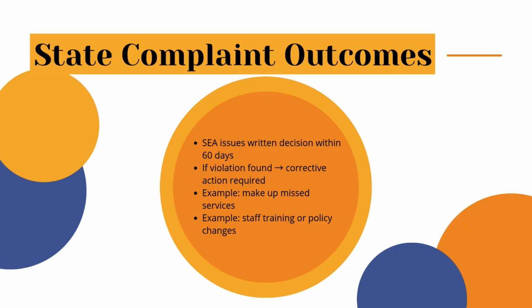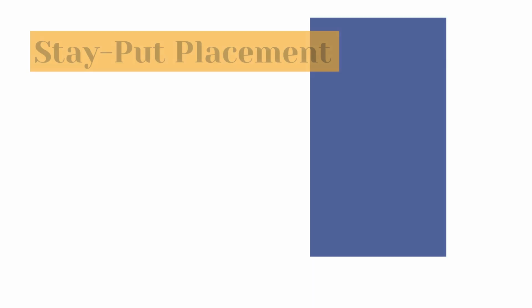If a violation is found, corrective action is required. Examples might include making up missed services, staff training, or changes to district policy. The goal is to correct violations and bring the district into compliance with IDEA. If parents are still not satisfied, they can also pursue mediation or due process after the state complaint decision.